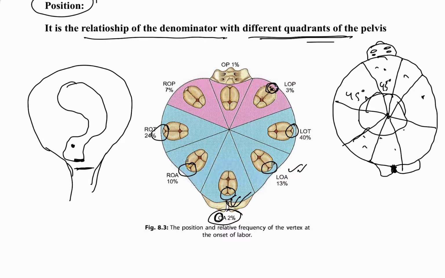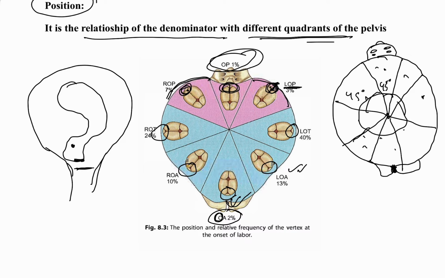If you look here closely, the occiput is actually posterior, and it is left occipito-posterior. It is slightly on the left side. And this is right occipito-posterior, where the occiput is posterior and slightly on the right side. And this is occipito-posterior, where the occiput is completely posterior, in the posterior quadrant, right?